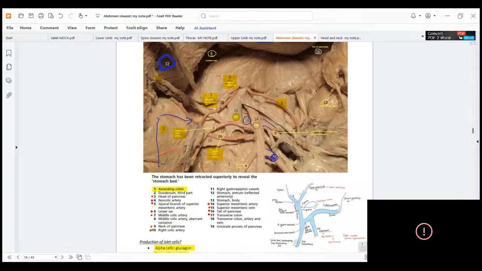Okay, 3 is head of the pancreas. Then 4 is ileocolic artery. 5 is jejunal branch of the superior mesenteric artery. Which one? 6 is lesser sac.